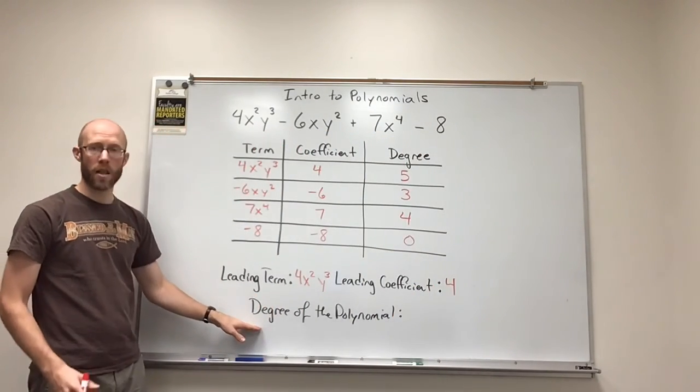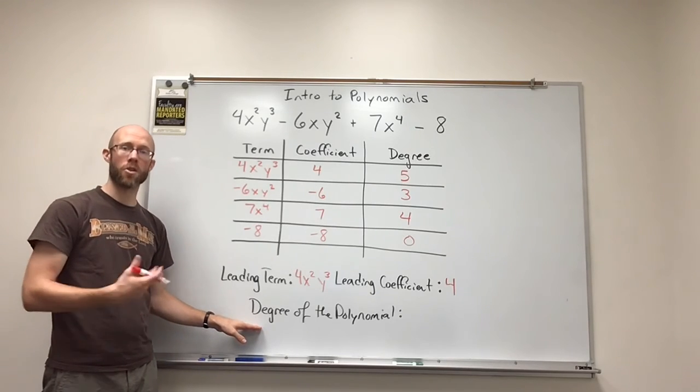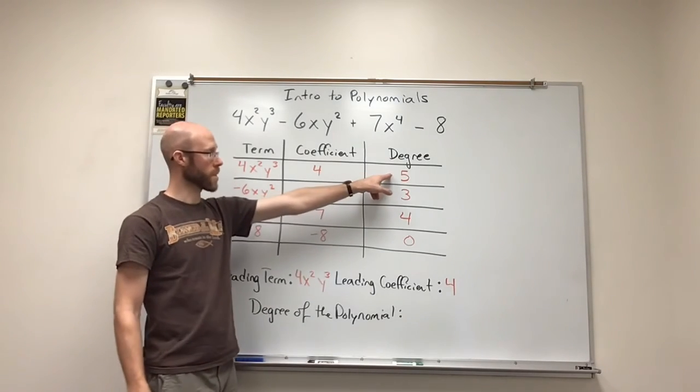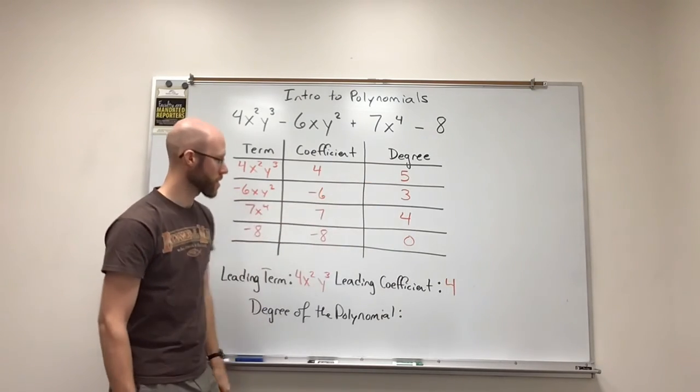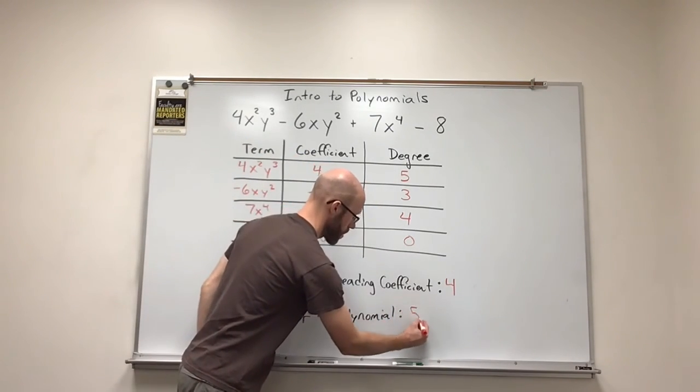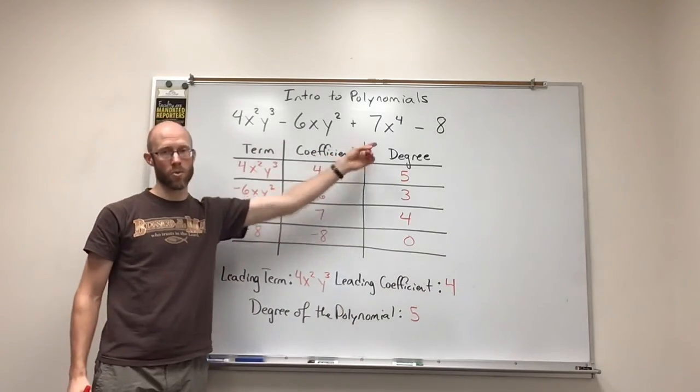The degree of the polynomial, remember, is that largest degree. So everything comes off of the largest degree here, and in this case, it's the 5. So this is a polynomial of degree 5.